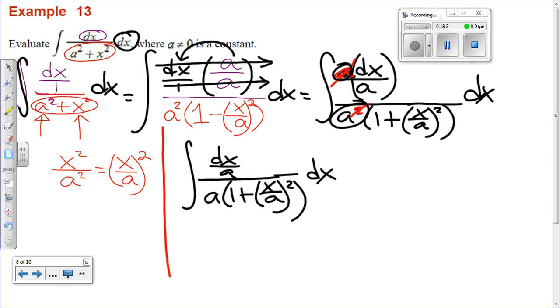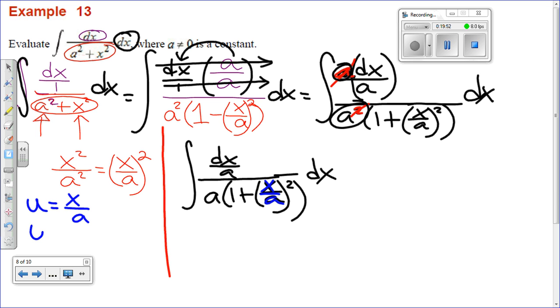Now, I'm going to go ahead and do my u substitution. I'm going to take this fraction, x over a, and that's going to be my u substitution. So u is equal to x over a.